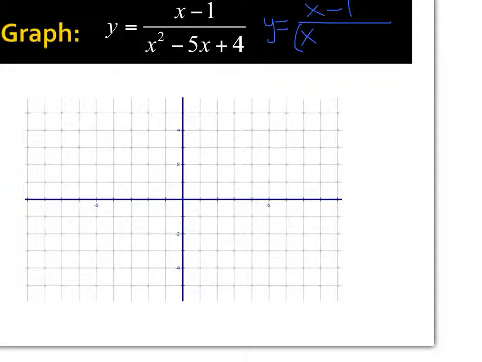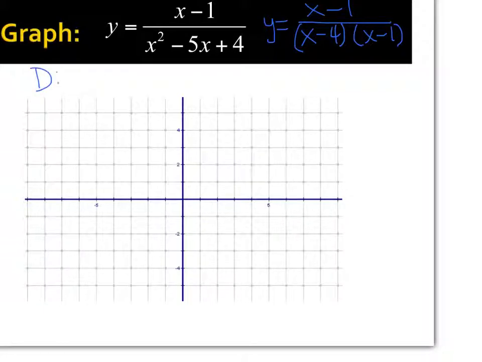Well, let's see here, two numbers that multiply to 4 and add to negative 5. That would be negative 4 and negative 1. Negative 4 times negative 1 gives me positive 4. Negative 4 plus negative 1 gives me negative 5. We're all good. We're factored. We're ready to go. Let's find our domain.